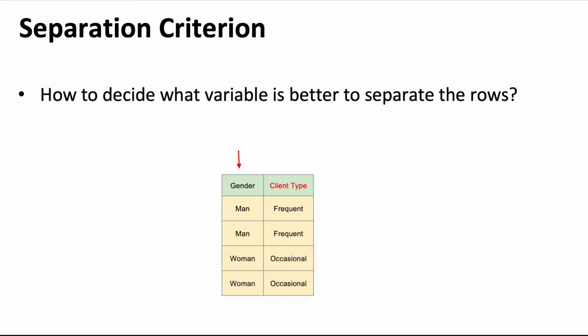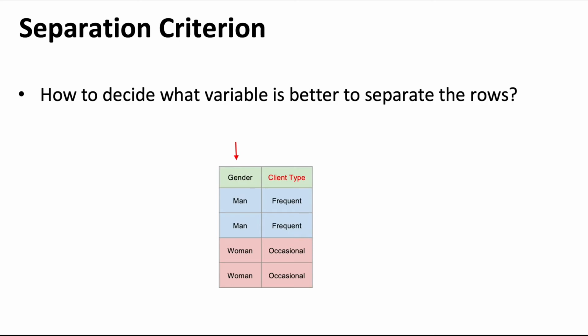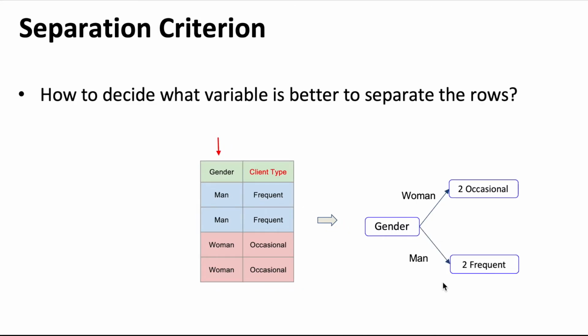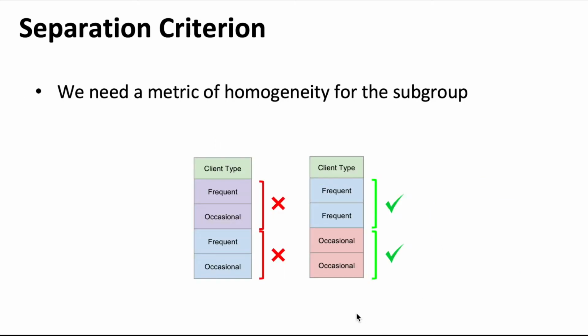So now let's analyze the variable gender. In this case, we have two values for gender, right? And we can divide them according to the rows. So for man, we have two frequents, and for woman, we have two occasional. So when the gender is woman, we get two occasional, and when it's man, we get two frequent. That is good, right? Because there is no confusion on the class when we instantiate the value of the variable gender. As a conclusion, the variable gender is better because we could separate the class in homogeneous groups.